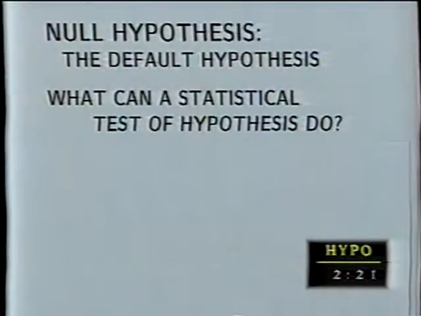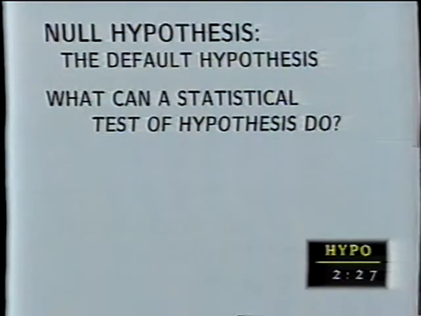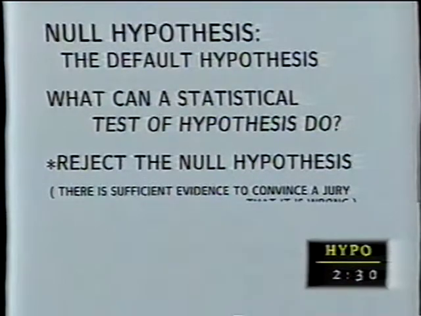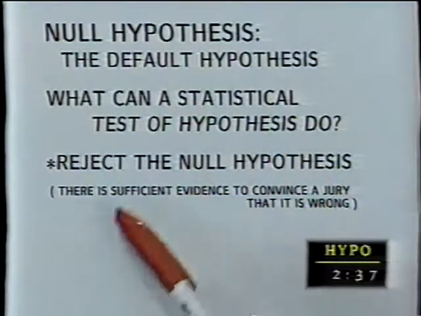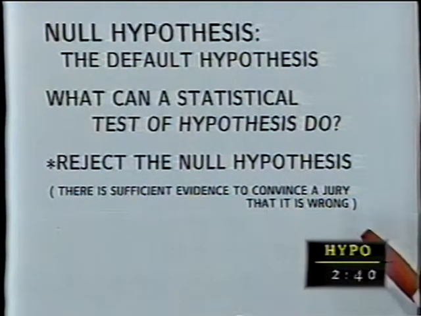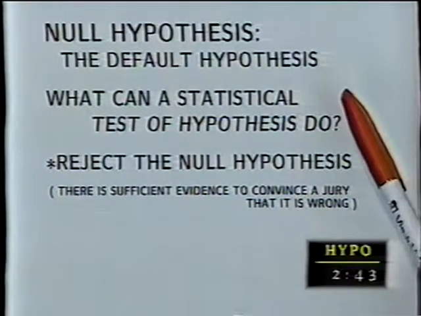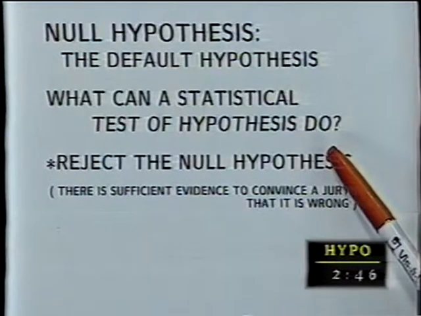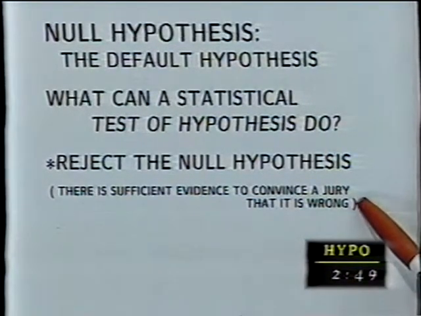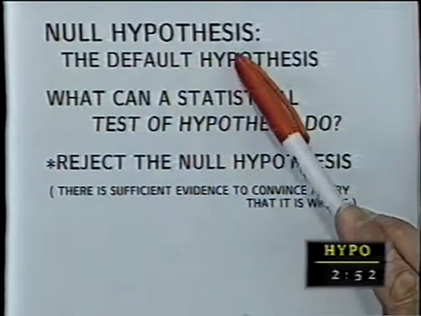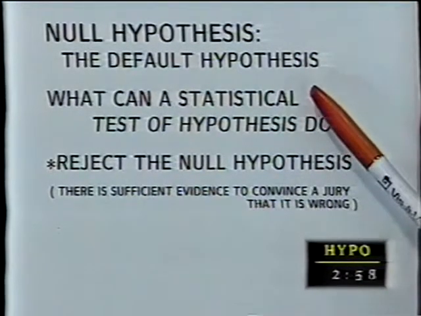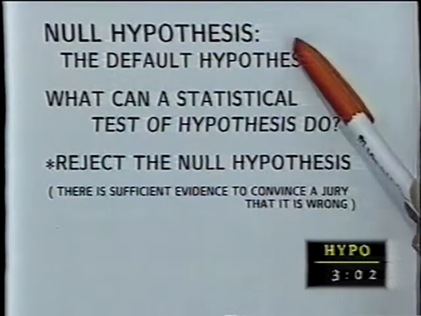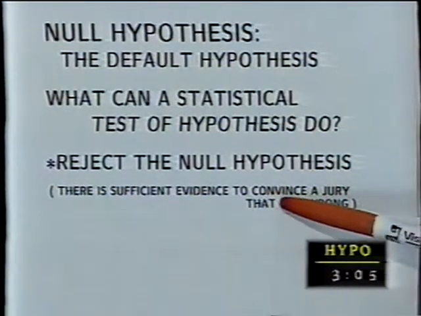Okay? Now let's see. What can a statistical test of hypothesis do? What can it do to this null hypothesis? There's really only two things it can do, one of which is significant, and that is it can reject the null hypothesis. That means there's sufficient evidence to convince a jury that it's wrong. The null hypothesis is that he's innocent. If you can convince a jury that he is not innocent, beyond a reasonable doubt, then they will say he's guilty. Guilty means reject the null hypothesis. Say the null hypothesis is not true. I am absolutely convinced it is not true, beyond a reasonable doubt. Okay, that's one thing it can do.